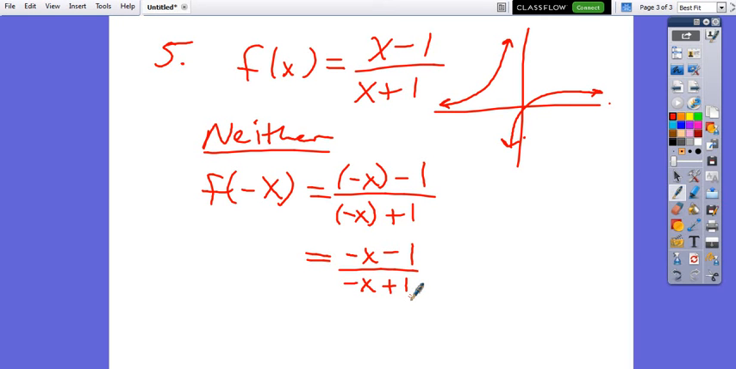Okay? You already knew it was going to be neither, but this confirms that it's neither. You're going to have one where it's going to be neither, but it ain't going to confirm. No, it'll always match up. All right, number 6. Last one.